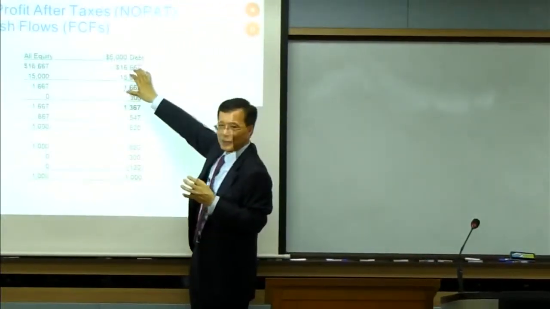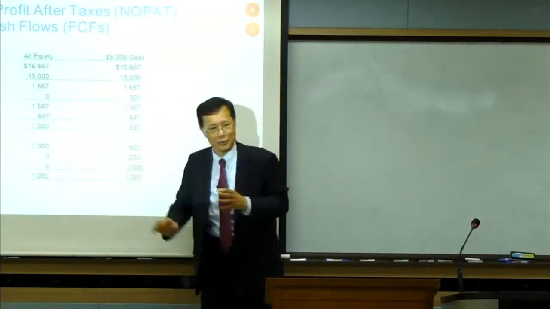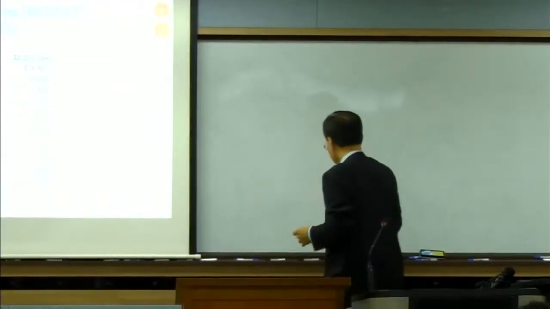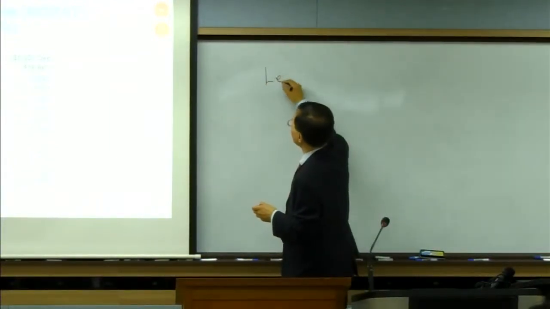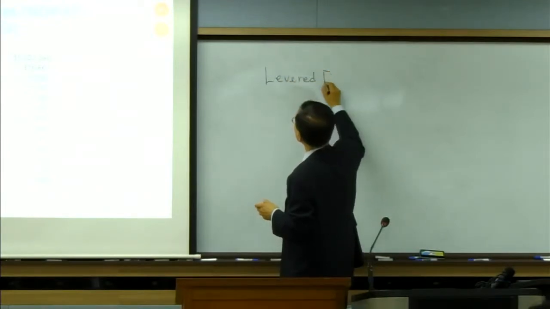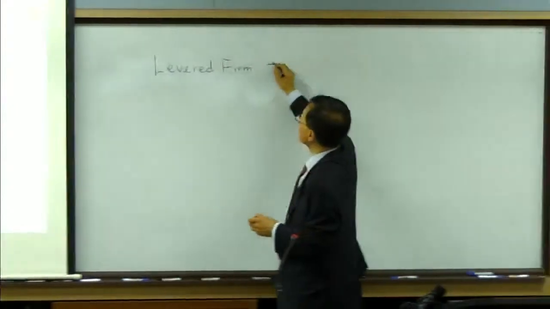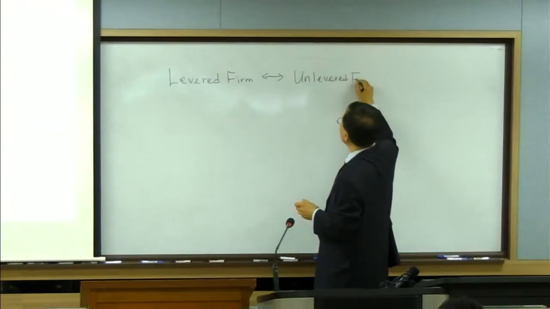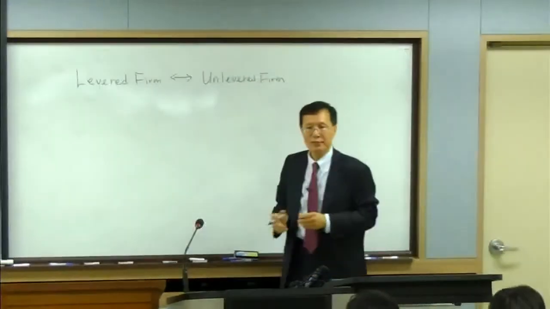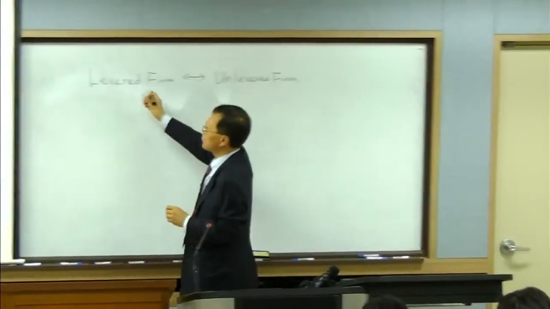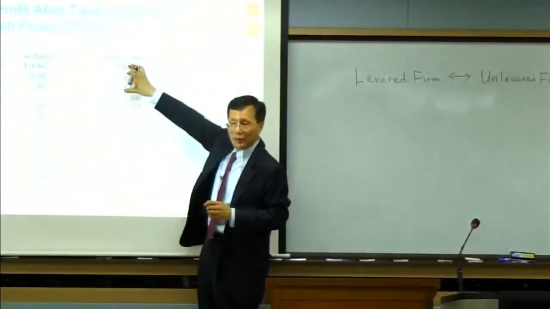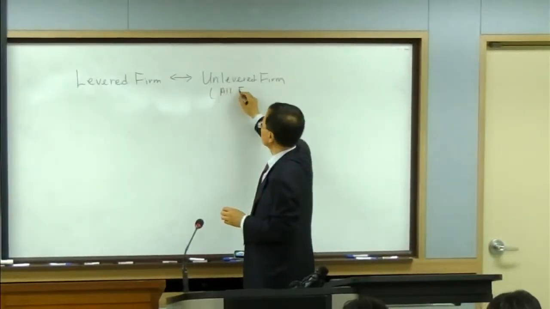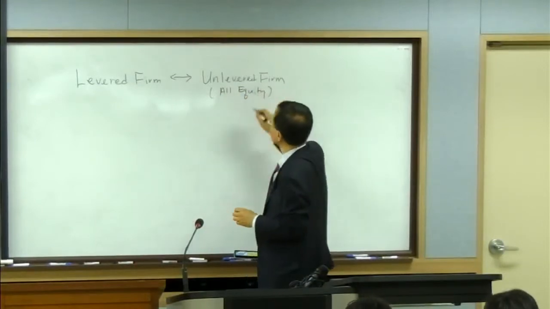Let's start with the $5,000 debt case. This is the more realistic case because most of the firms are levered. They use debt. The companies that use debt are called levered firms, and the company that does not use debt is called an unlevered firm. A levered firm is the one with debt, and an unlevered firm is an all-equity firm. Okay?